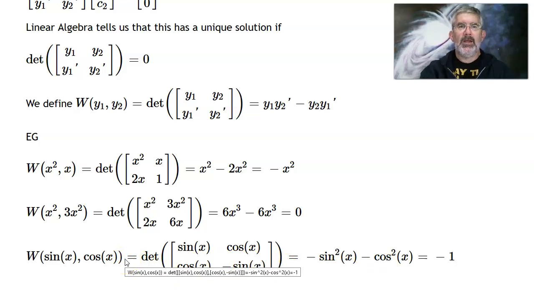Okay. Now, we're going to use this to do two different things. We're going to use it to verify that we have independent solutions, and we're going to use it to find a second solution when we only have one.